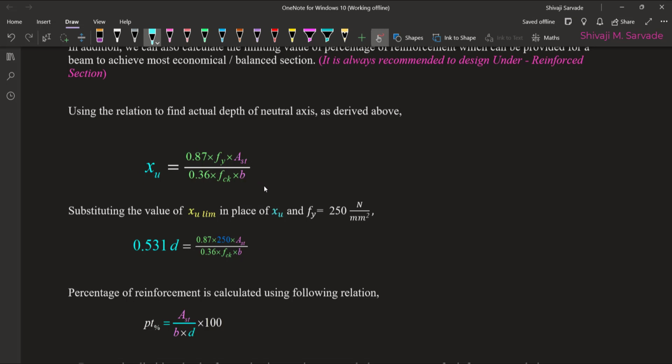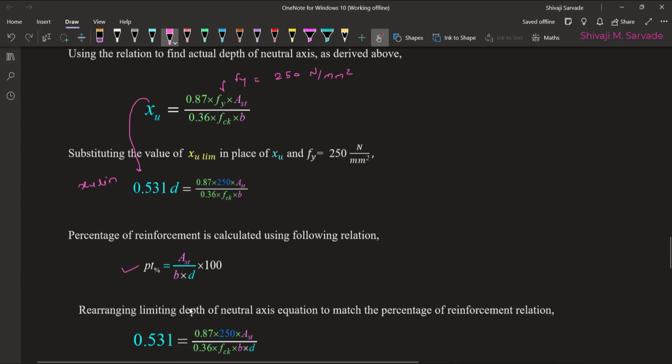equating CU with TU. Okay, now instead of using the same relation, I can substitute XU as my XU limiting value. So this is nothing but our XU limiting value, 0.531 D. Now if you check, this is calculated specifically for Fy equal to 250 Newton per millimeter square. Okay, this value of 0.531 D is for Fe250. So I'll substitute Fy equal to 250 and try to rearrange this equation such that I can make it similar to this expression.